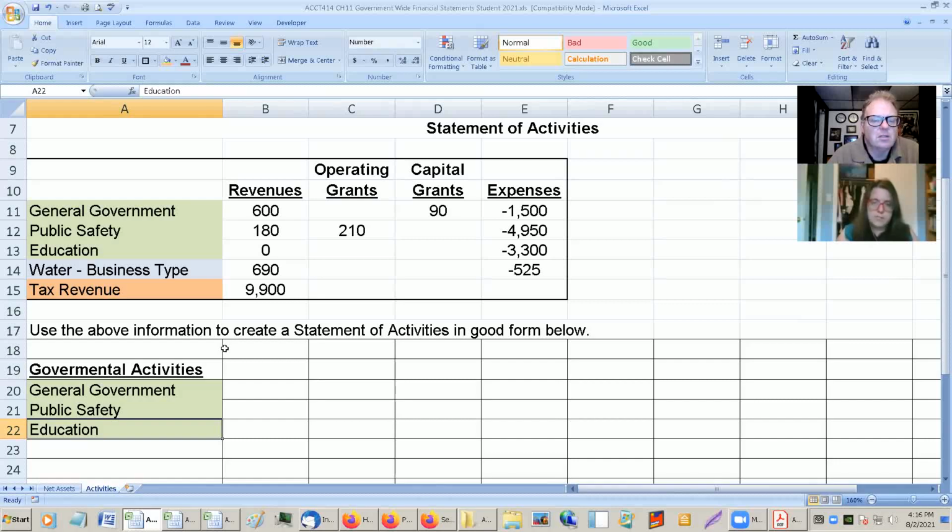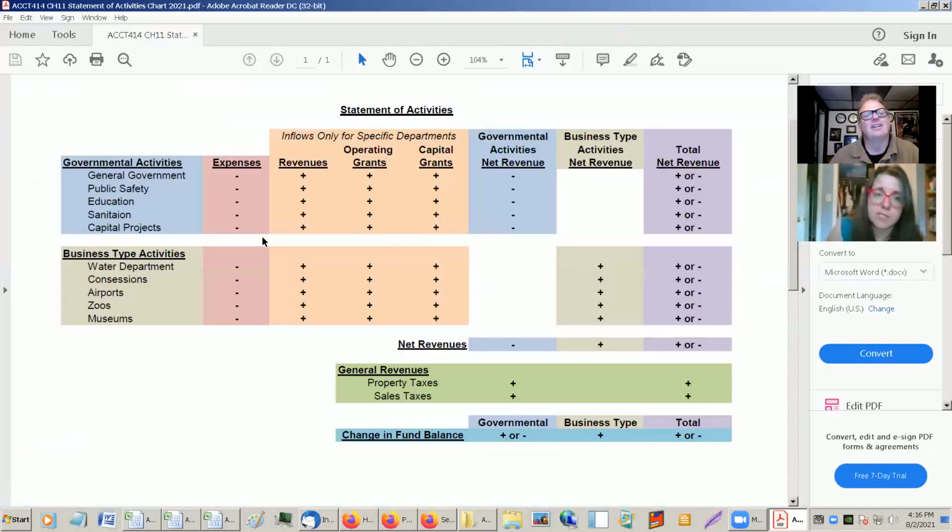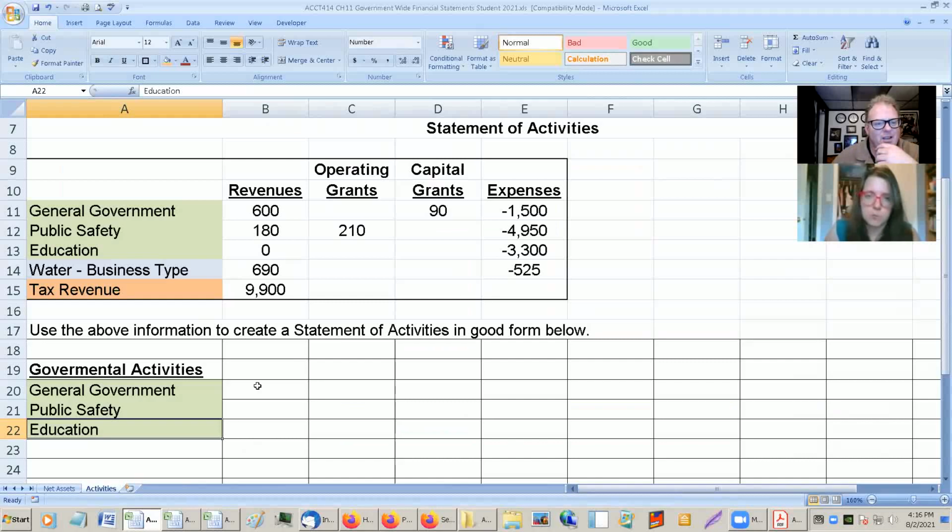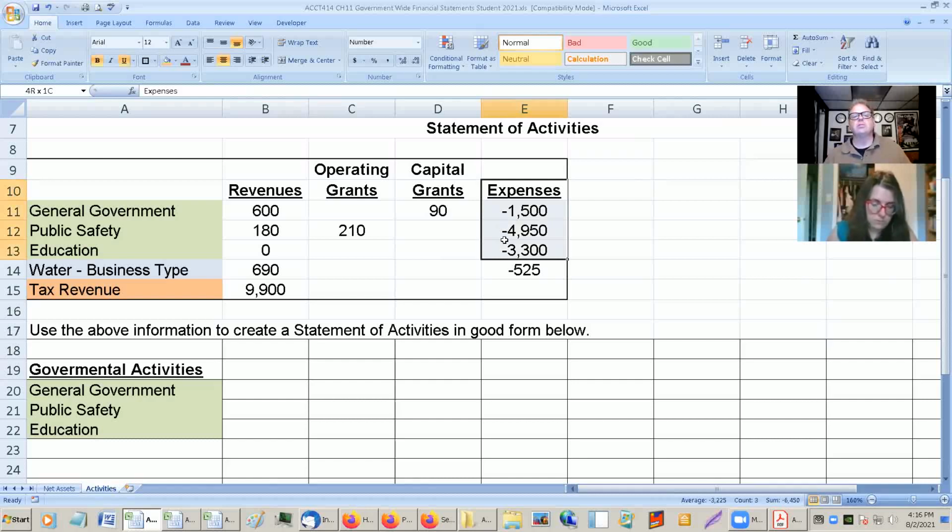So in terms of the statement of activities, I'd say we start out with activities. I'm a little confused right now. So it's expenses. It's just all the expenses, right, as one category. Yep. So these expenses here are going to be the first thing. So those will be here. Expenses.